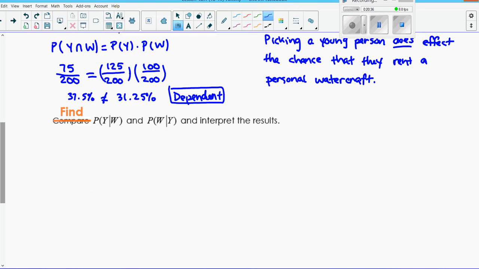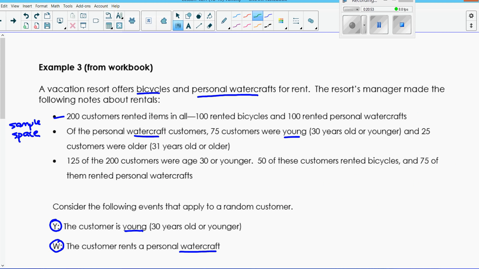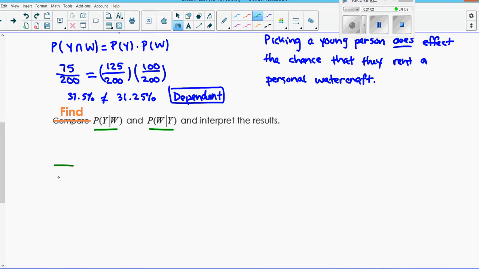So now let's go down to the next one where we talk about conditional probability. We're going to find the probability of each of these: the probability of young given watercraft and the probability of watercraft given young. First, I'm going to look at how many people are in watercraft. If I go up, I can see that there are 100 renters who rented personal watercrafts. So that's my sample space. There are 100 watercrafters. Out of those, I want to know how many of them are young.